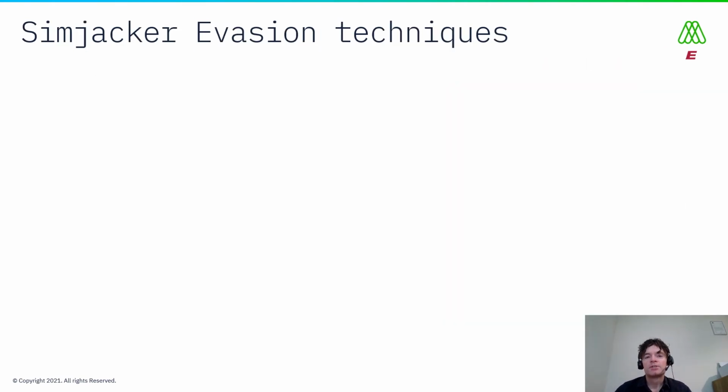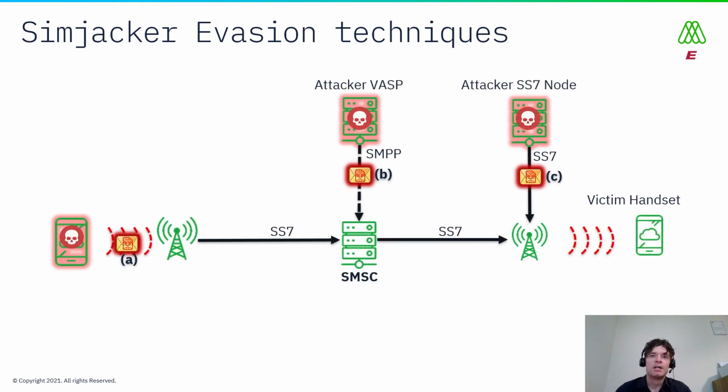We've also observed other changes from these SimJacker attackers. One of the key methods they've tried is evasion. What they are trying to evade is any type of defenses that we put in with our customer mobile operators to block their SimJacker attacks. If you recall from the presentations I gave 2 years ago, there are multiple different ways of injecting the SimJacker attacks. You can do it via your mobile handset, via connection via SMPP, or via connection via SS7.